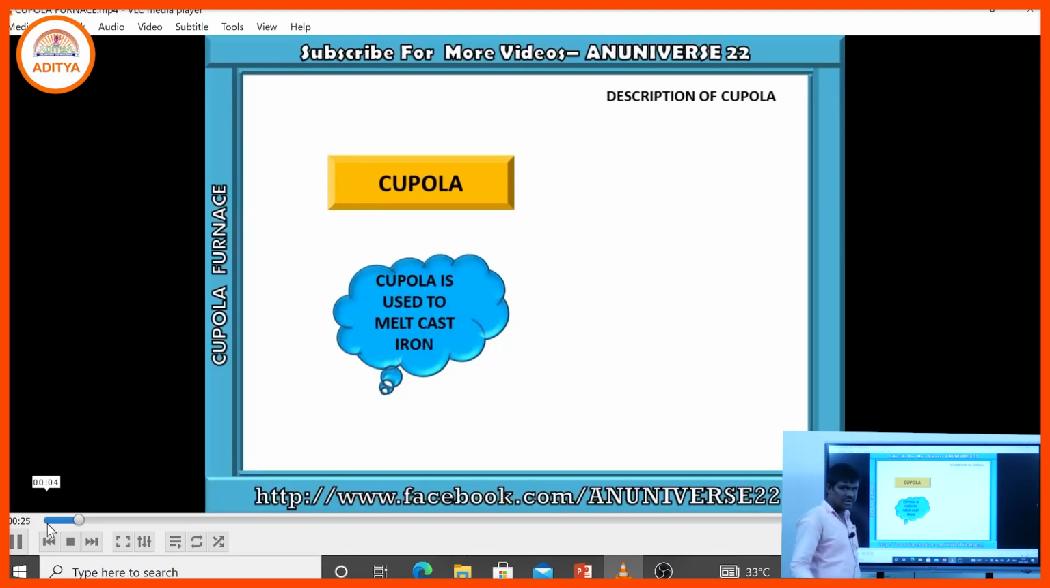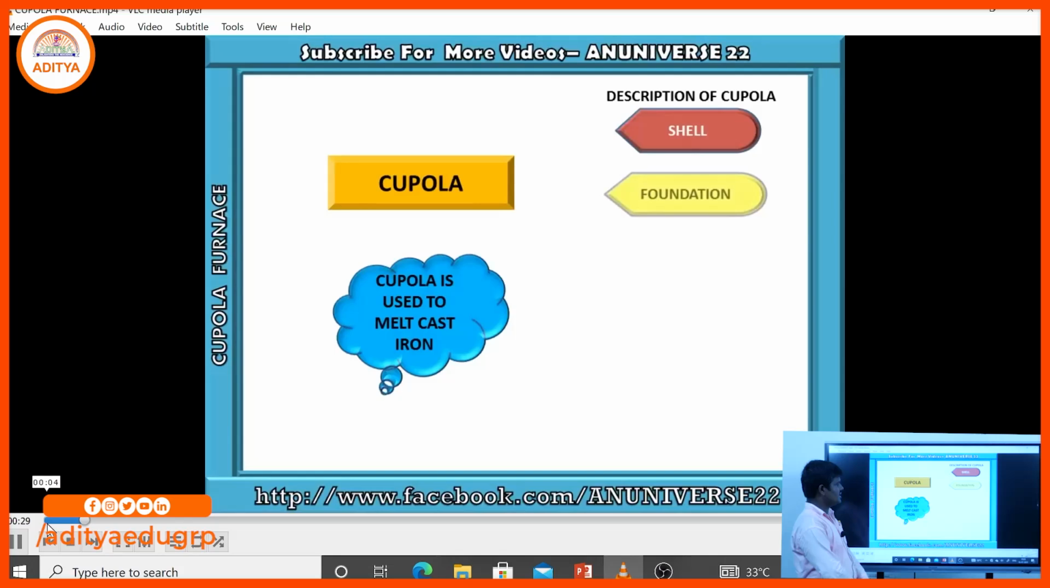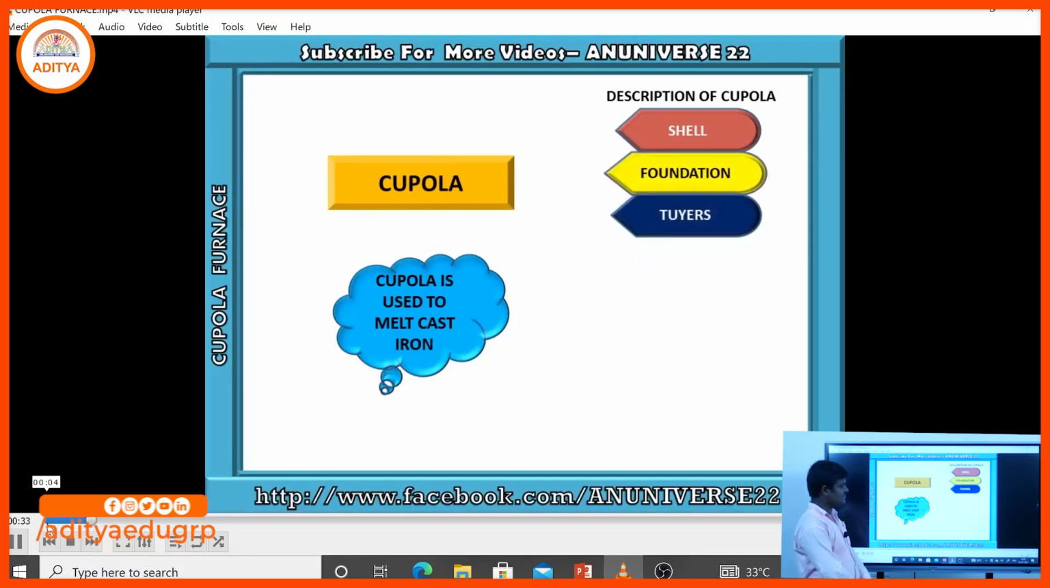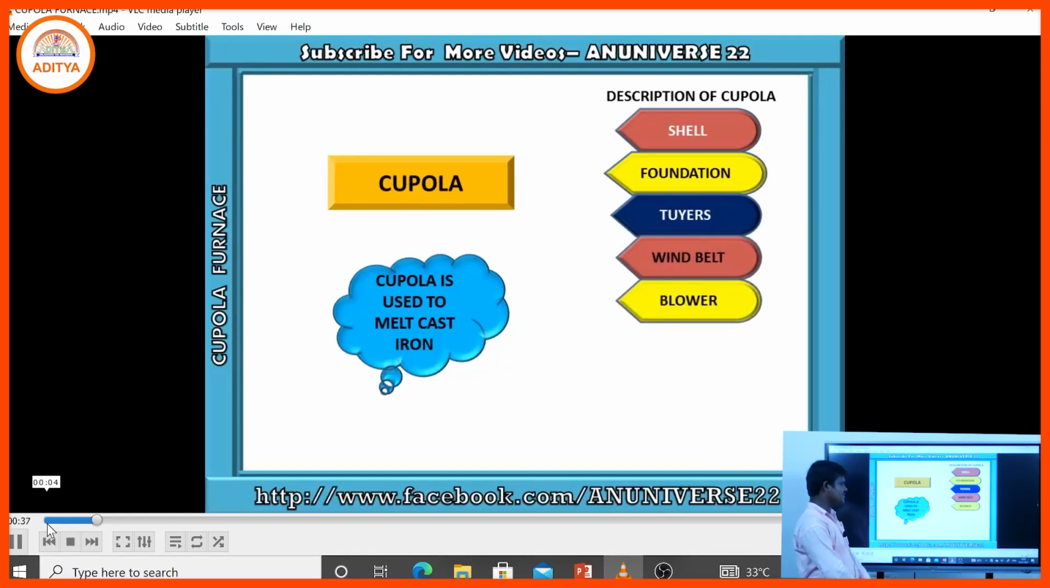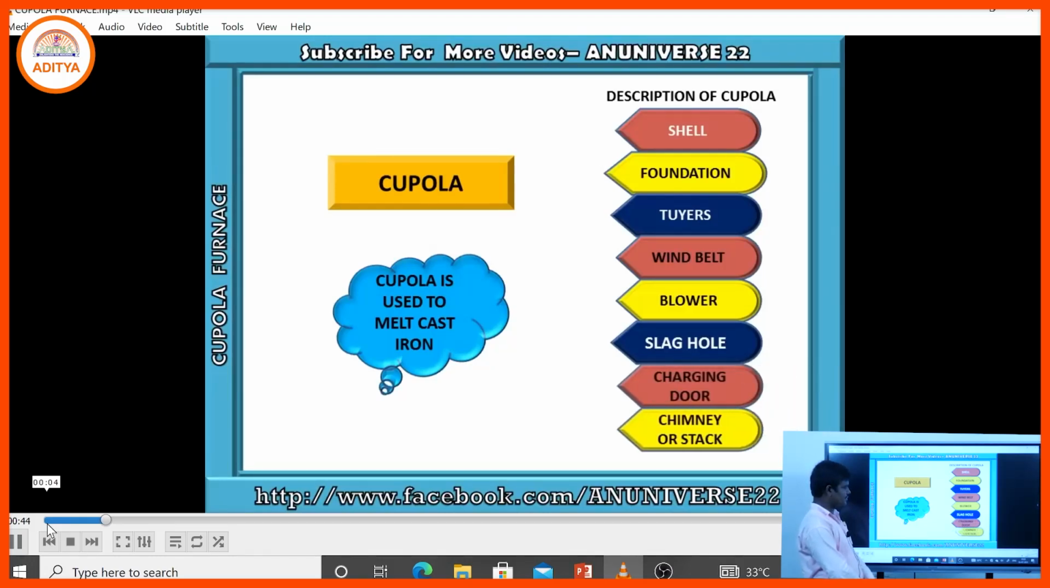What are the components of the cupola furnace? First, shell. Second, foundation. Third, tuyeres. Fourth, wind belt. Fifth, blower. Sixth, slag hole. Then charging door, and chimney or stack. Those are the vital parts of the cupola furnace.